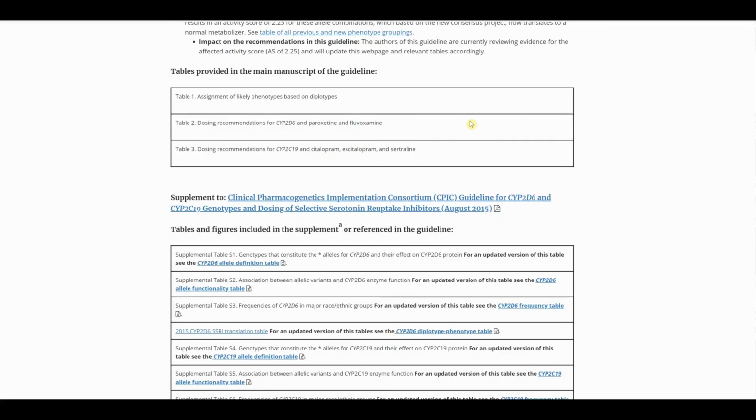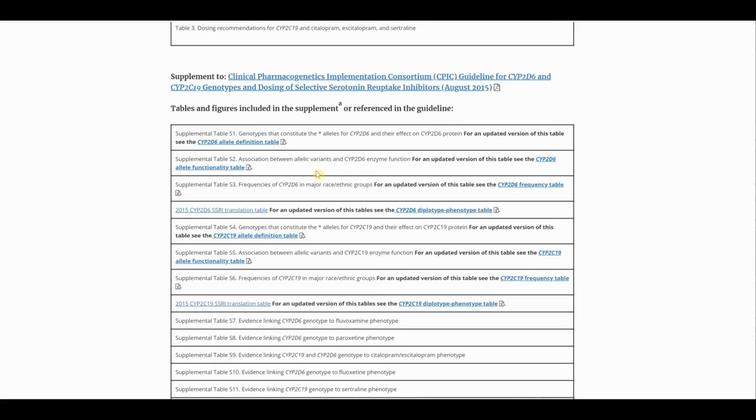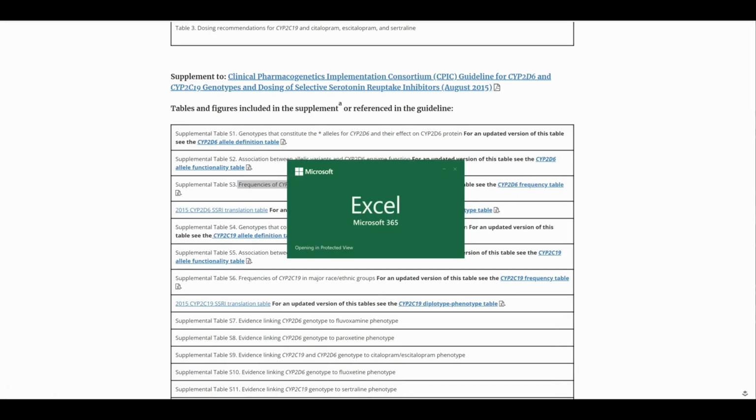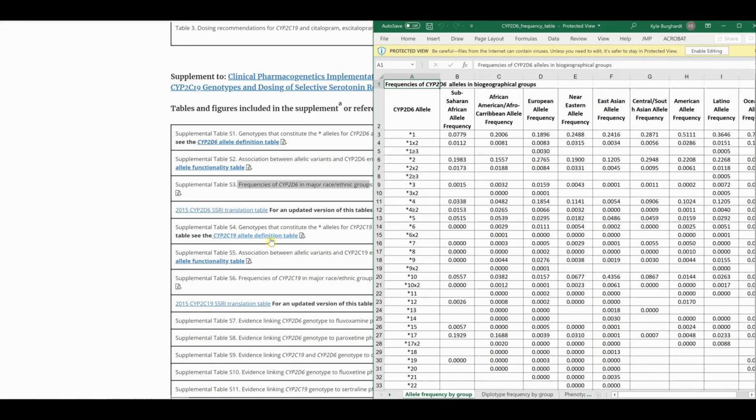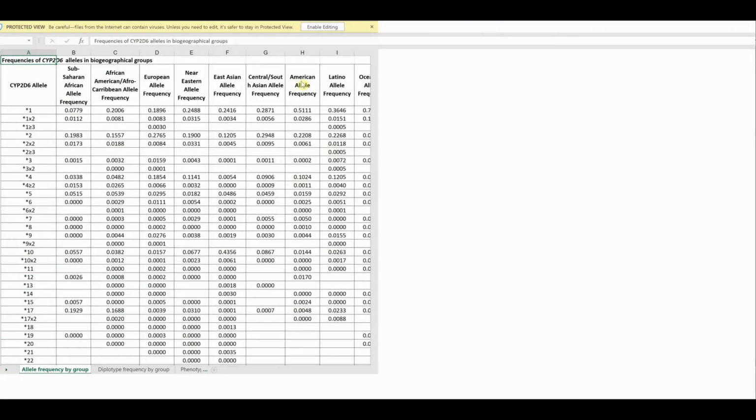So let's go find those supplementary tables. So let's see. Association between alleles, okay, and frequencies of CYP2D6 in major race and ethnic groups. There you go. And it looks like they update this table over time. So let's click on it and see what it gives us. So what it will download for you is an Excel sheet, which I'm opening up now. Let's expand this up.